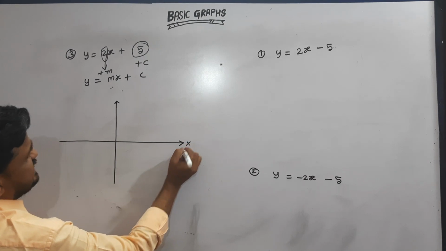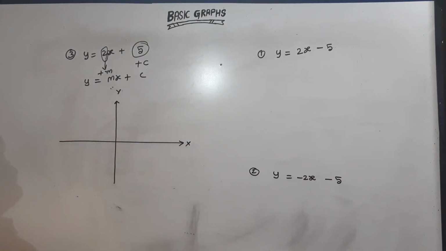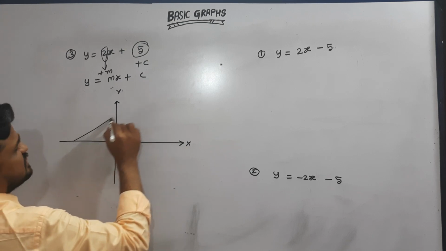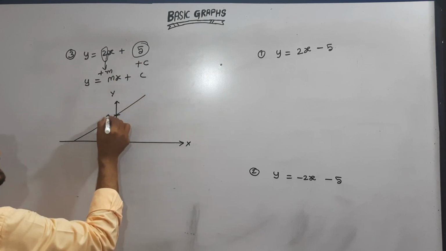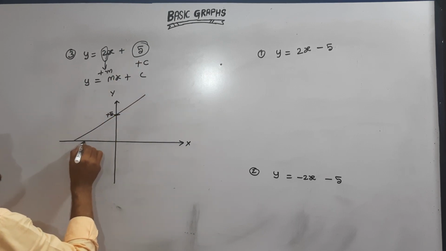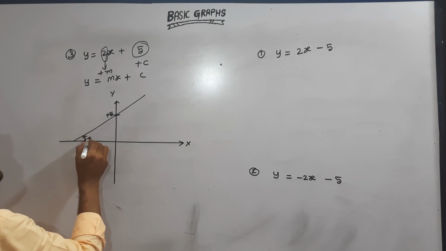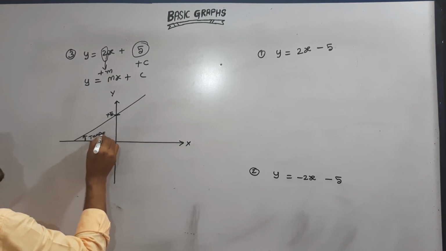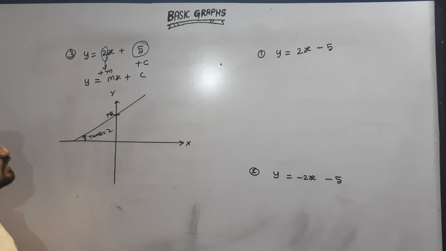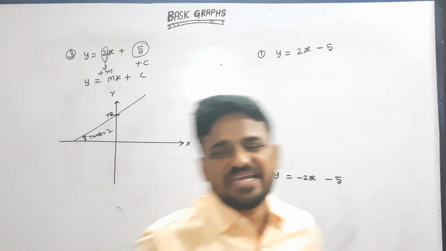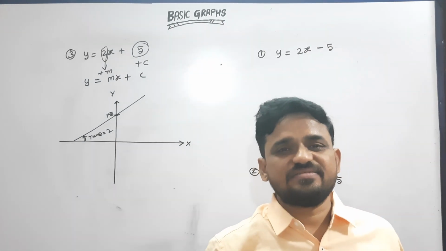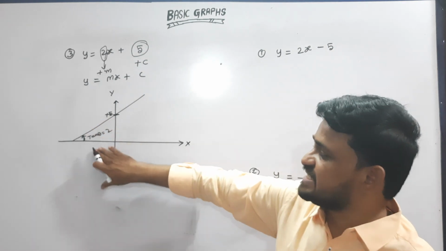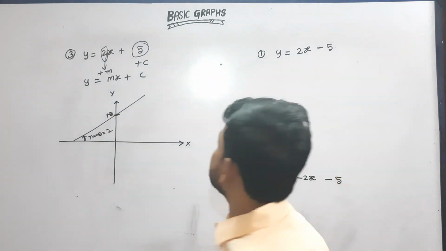See, it is represented in the graph. This is the x-axis, this is the y-axis. The slope is positive and the graph intersects the positive y-axis. Here the C value is plus 5 and the slope of the graph is positive. Tan theta value is 2. Positive slope means the angle made by the line with the positive x-axis is less than 90 degrees. So this is the graphical representation of that equation.